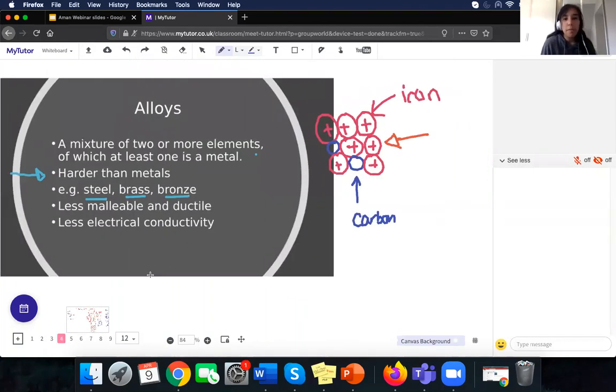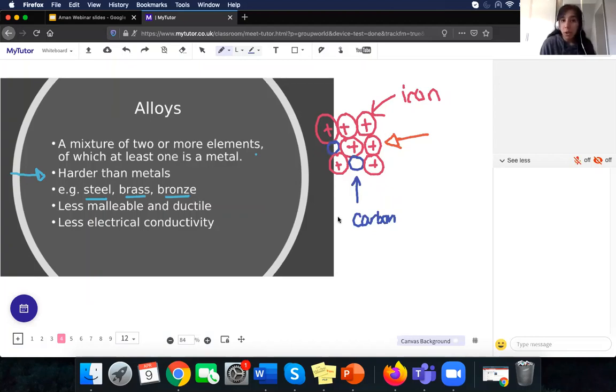Okay, so remember, alloys are a mixture of two or more elements of which at least one is a metal. So I've drawn an alloy here. This is steel. Steel is made of iron and carbon. So remember, in a normal metal, you have this regular structure of positive ions with the sea of delocalized electrons around it. In an alloy, because we've got different sized particles, remember these atoms can be different sizes. So carbon is smaller than iron, and we know that from the periodic table because it has a smaller mass. That means that it's going to disrupt those layers.